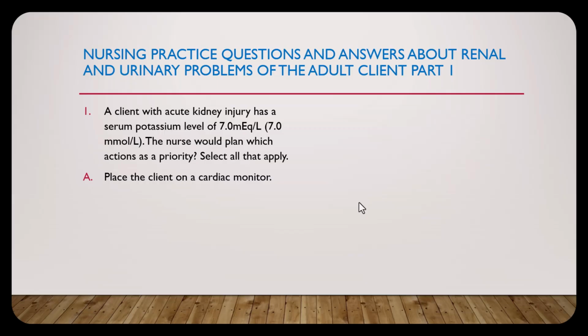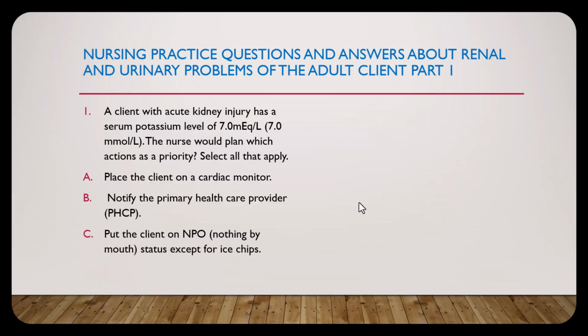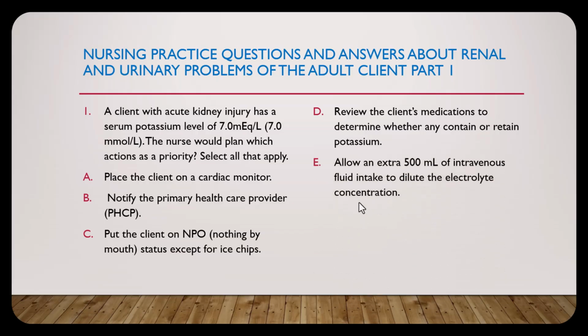Option A, place the client on a cardiac monitor. Option B, notify the primary healthcare provider. Option C, put the client on NPO status except for ice chips. Option D, review the client's medications to determine whether any contain or retain potassium. Option E, allow an extra 500 ml of intravenous fluid intake to dilute the electrolyte concentration.